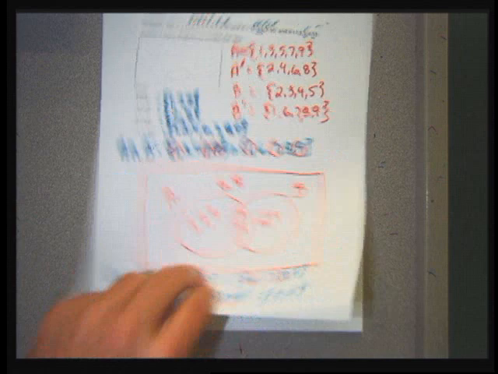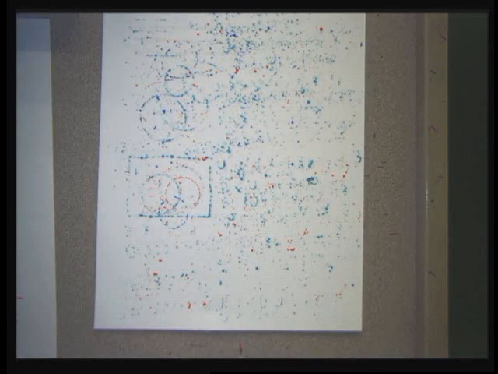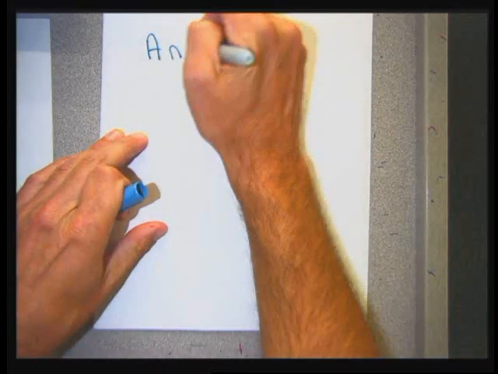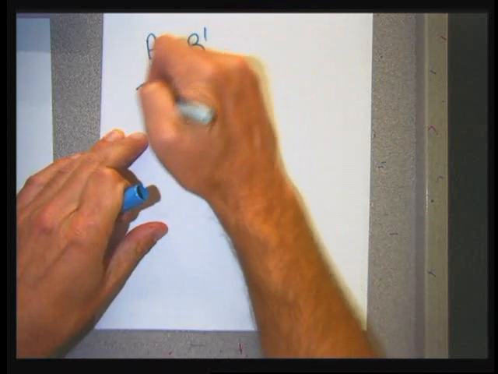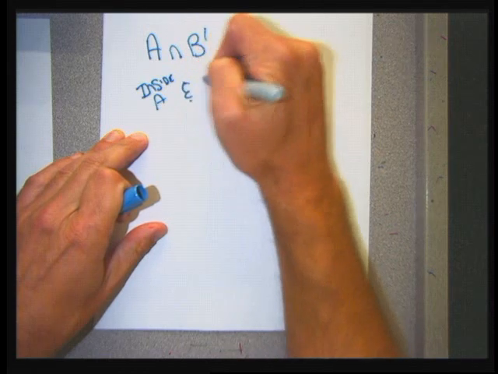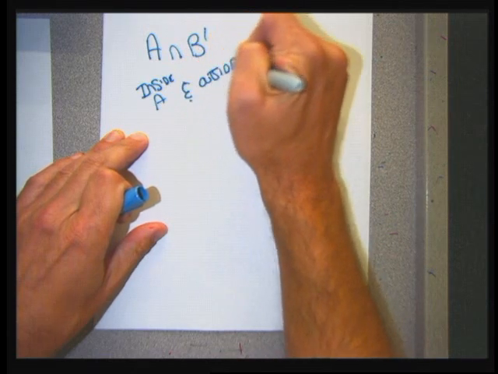If I wanted to answer the questions pictorially, then I need to understand the region that I'm asking for. The first one, A intersection B prime, means inside the A and outside the B.